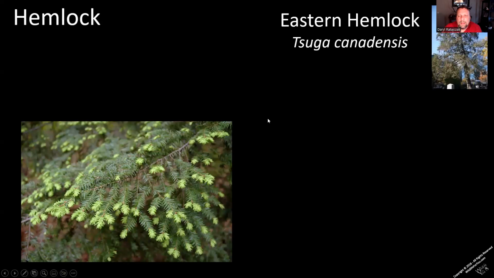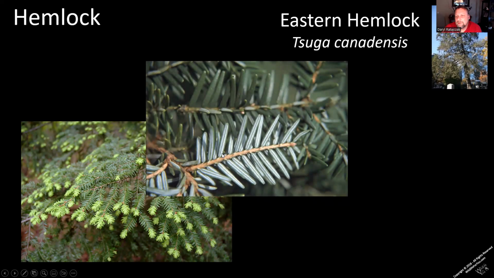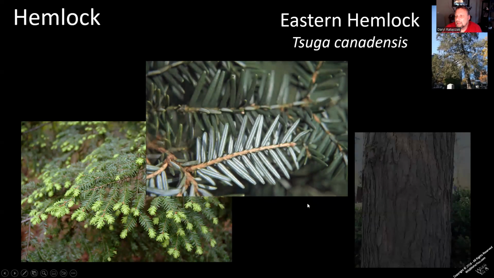Hemlock, this is a conifer that seems to be more common in the eastern half of the US, the eastern hemlock, Tsuga canadensis. When you see the needles here, there's nothing too characteristic about it until you flip it over. When you flip it over, if you can look at the underside of a hemlock leaf or the needles, each one of those needles has these two white stripes on it. And so it's a very identifying feature of the eastern hemlock.